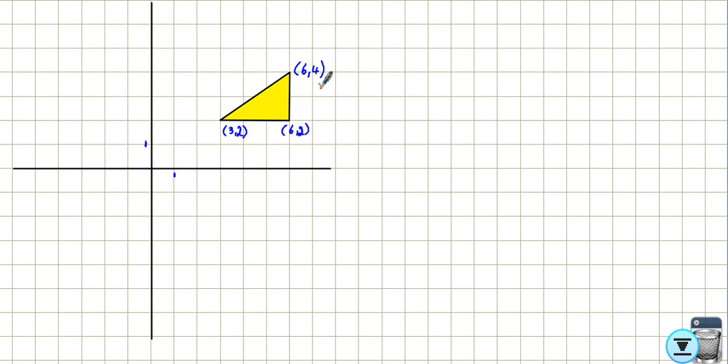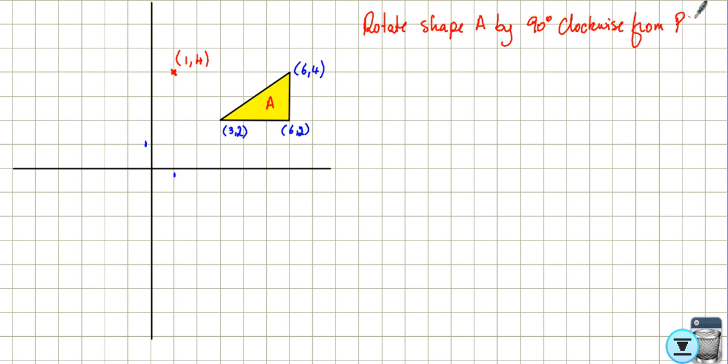And I'm going to rotate that triangle from this point here, that point having coordinates 1, 4. Okay, so this is shape A. I'm going to rotate shape A by 90 degrees clockwise from the point P 1, 4. So I'm going to call this point P. Now, as you can see, point P is not the origin, okay? Remember that the origin is the point 0, 0.